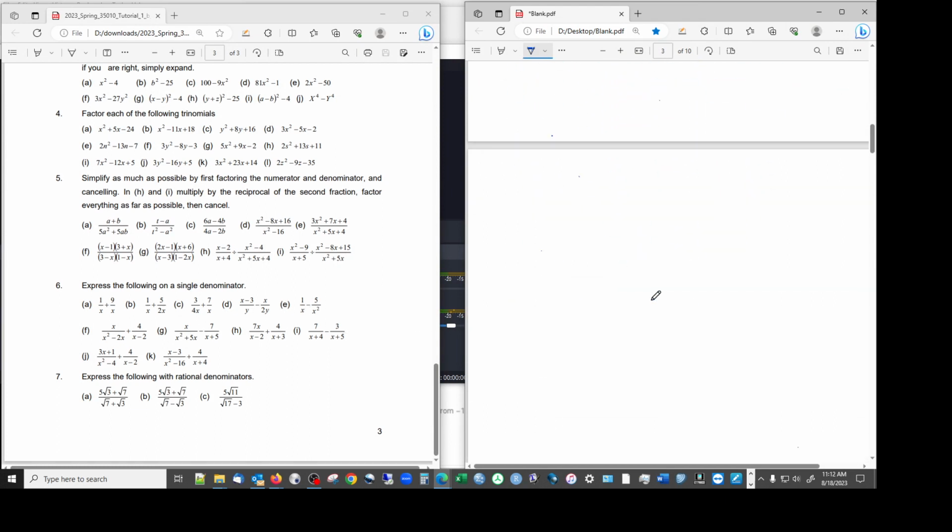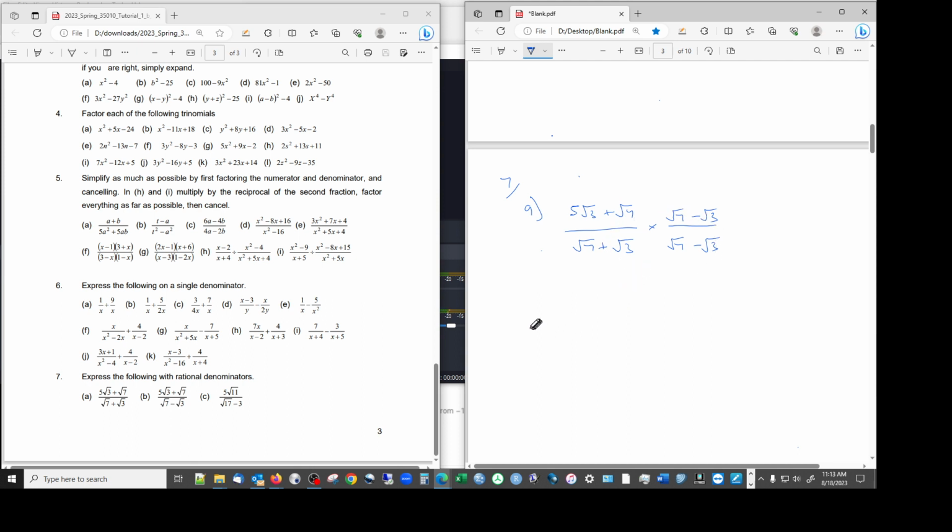Alright, so let's have a go at 7. Let's have a go at 7a. So we've got 5 root 3 plus root 7 divided by root 7 plus root 3. So these are obviously a little bit simpler. So we're going to not change the quantity by multiplying by 1, and the form of 1 will be in this conjugate form. That is, we're changing the symbol to minus.